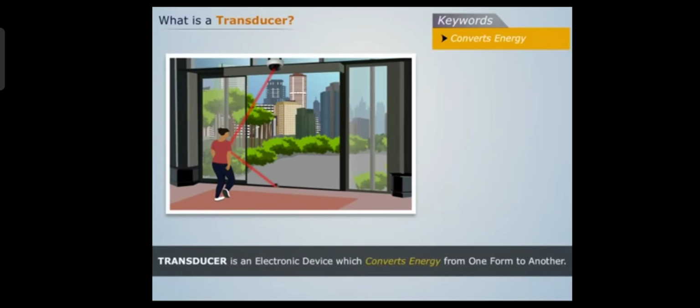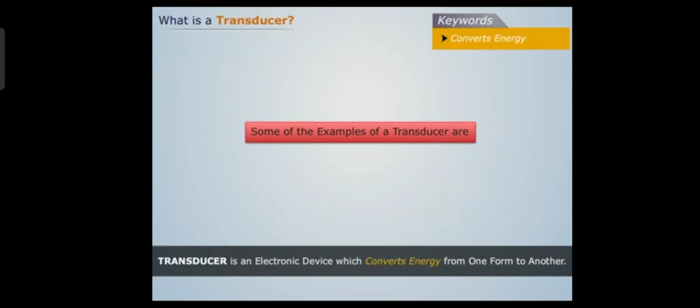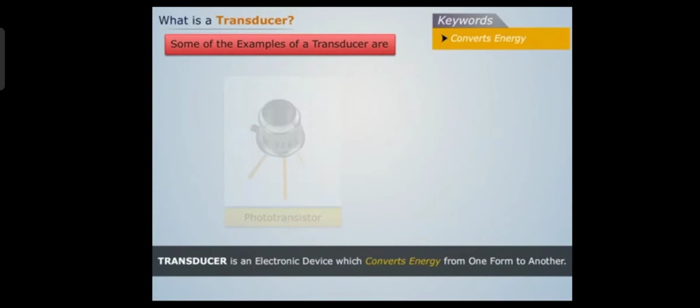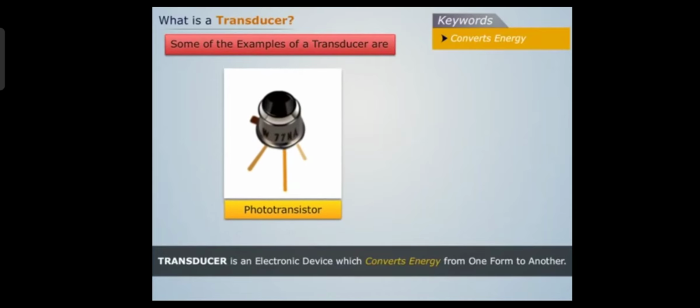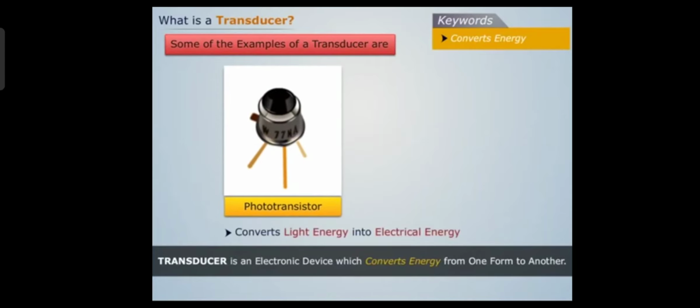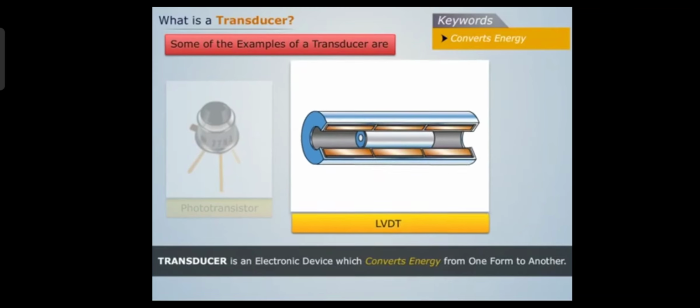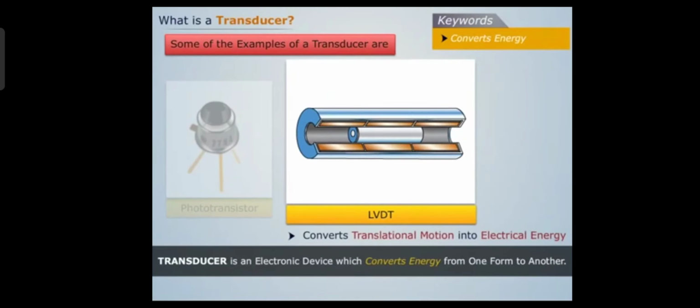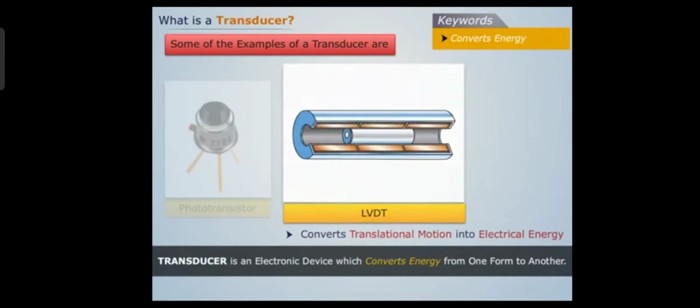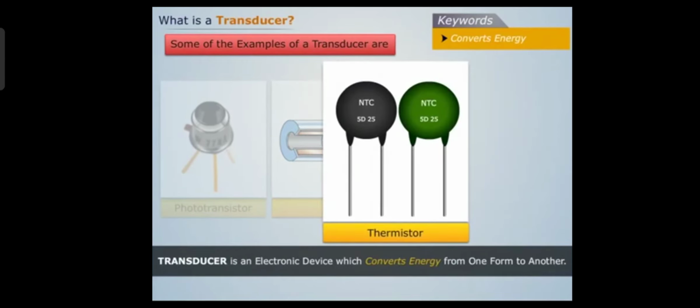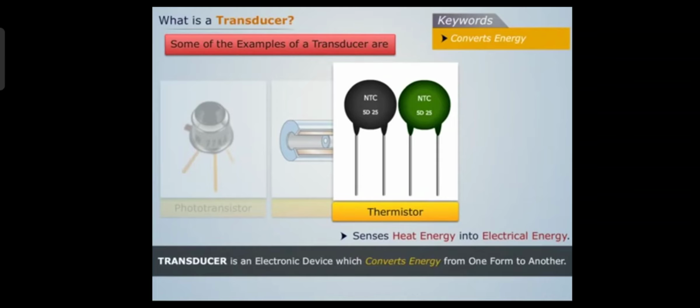Thus, we can say that a transducer is an electronic device which converts energy from one form to another. Some examples of a transducer are phototransistor, which converts light energy into electrical energy; LVDT, which converts translational motion into electrical energy; and thermistor, which converts heat energy into electrical energy.